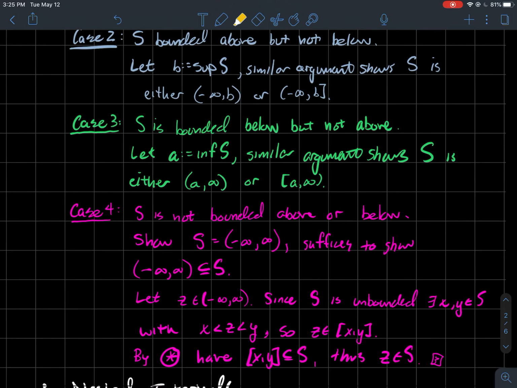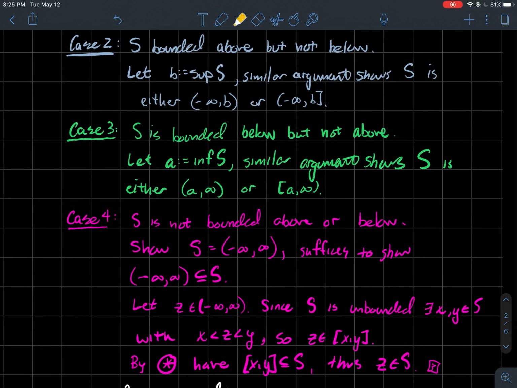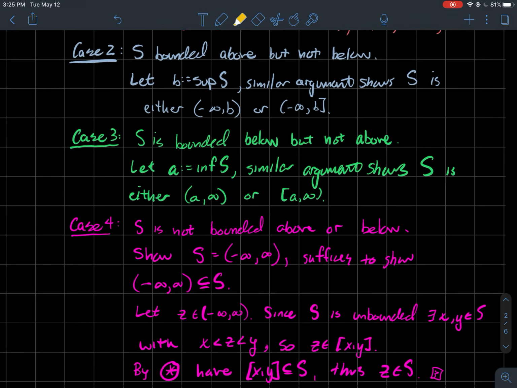So what do we get then? I get that z is between x and y, so z has to be inside that interval from x to y. But by our hypothesis here, anytime that I have two elements of my set S, where one's to the left of the other, then in fact the whole interval is contained inside the set. So by star, we should have that this whole interval from x to y is contained inside of S. Therefore, z is contained inside of S as well. So what did that do? That finished this little subset proof here. We just showed that any arbitrary element of the real line has to be an element of S. Therefore, that subset inclusion is finished. And that is where I want to stop this.